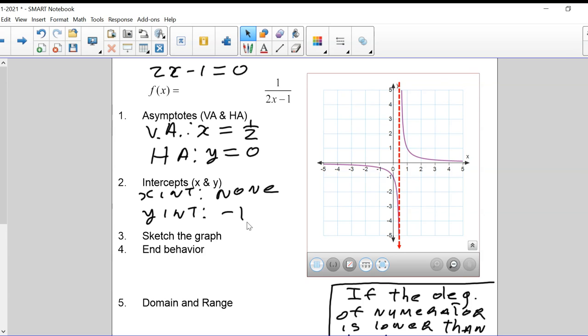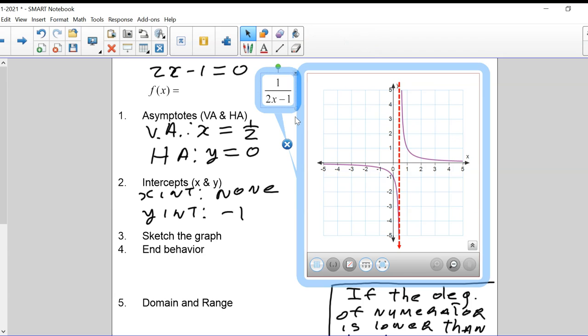Could we have figured that out from the equation though? Is there something in the equation that would have allowed us to figure that out? If we didn't have the graph, which we do, but could we have calculated that with just the equation alone? How would we have used the equation? And here's the equation up here, by the way. 1 over 2x minus 1. How could we use the equation to figure out where that y-intercept is?